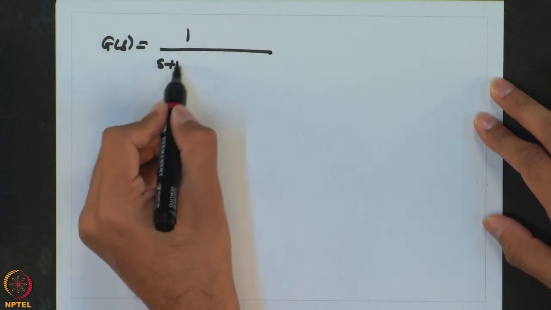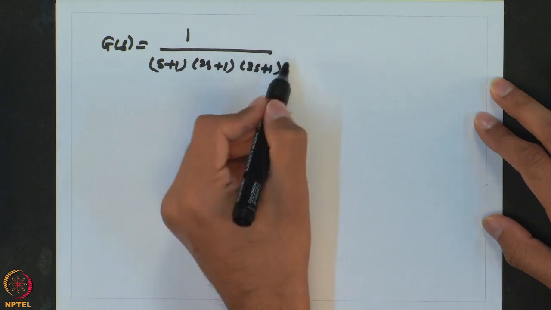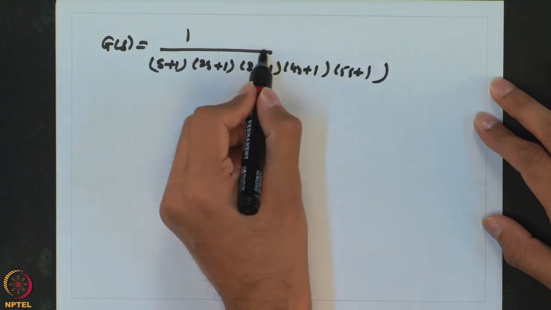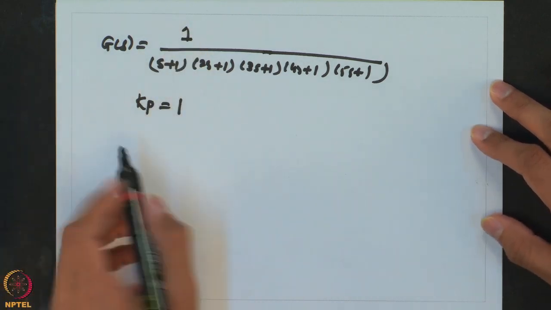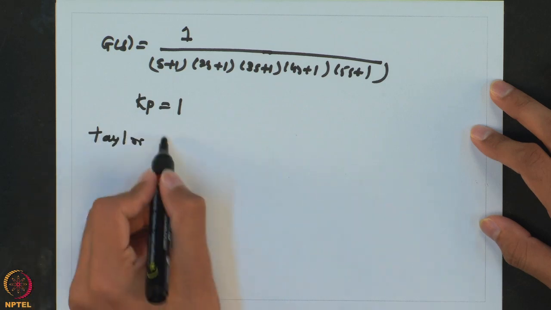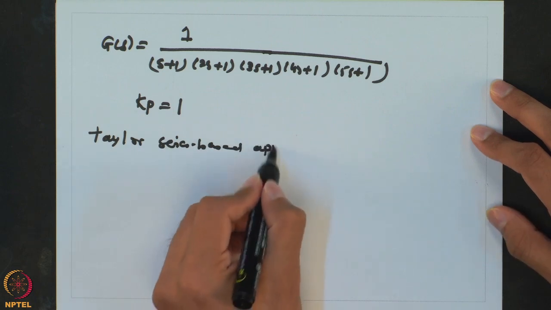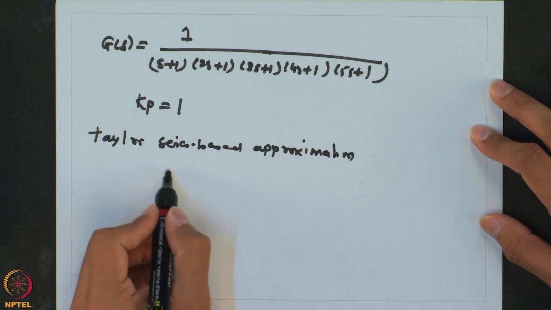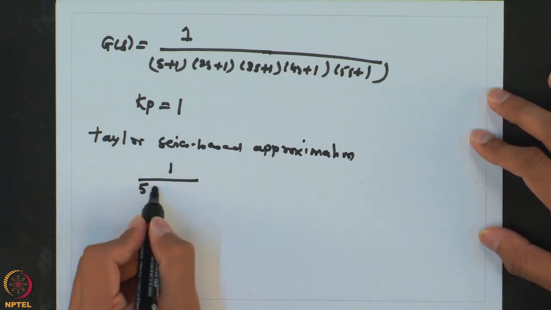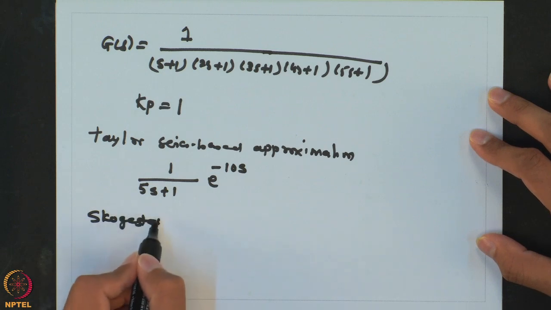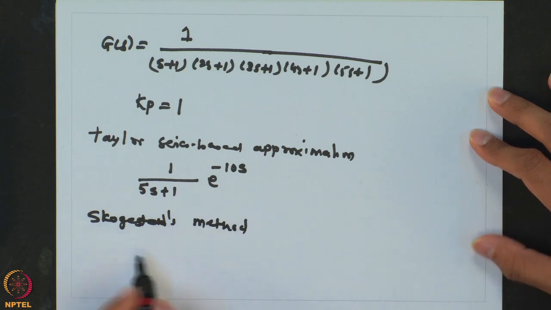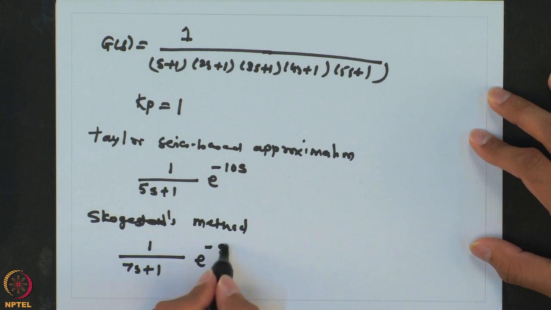So for this particular example, let us say G(s) was equal to 1 over (s plus 1)(2s plus 1)(3s plus 1)(4s plus 1)(5s plus 1). If this was the transfer function, the gain will be equal to 1 because the gain gets transferred directly. For the Taylor series based approximation, we get 1 over 5s plus 1 times e raised to minus 10s, and for Skogestad's method, we get 1 over 7s plus 1 times e raised to minus 8s.